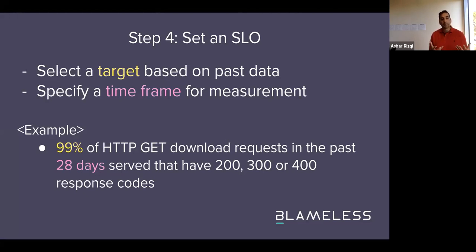Right? The second component that's really important within an SLO is the time frame. Are we tracking this SLO over a year, over a month, over 6 months? What we recommend and what Google recommends is that you specify a time frame of 28 days because it lines itself up really well as 4 weeks. So the example SLO that we're going to set is 99% of HTTP GET download requests in the last 28 days served that have 200, 300, or 400 response codes. Right? That becomes your SLO. It's an explicit statement of what it is that we're trying to measure. And from that, we can then get an error budget and move on.